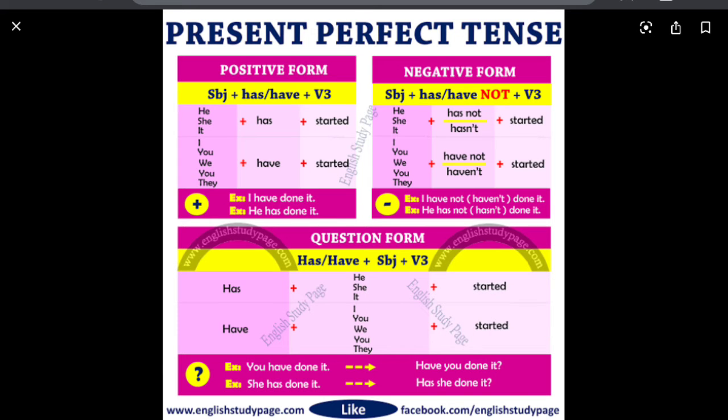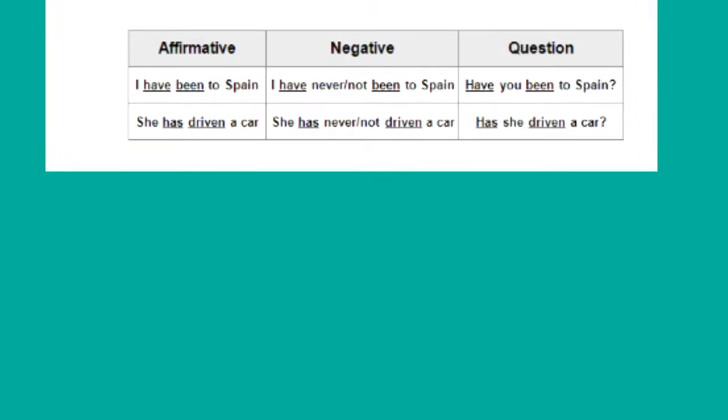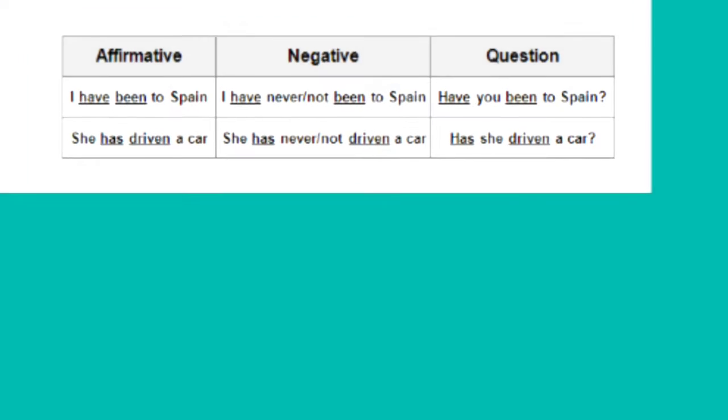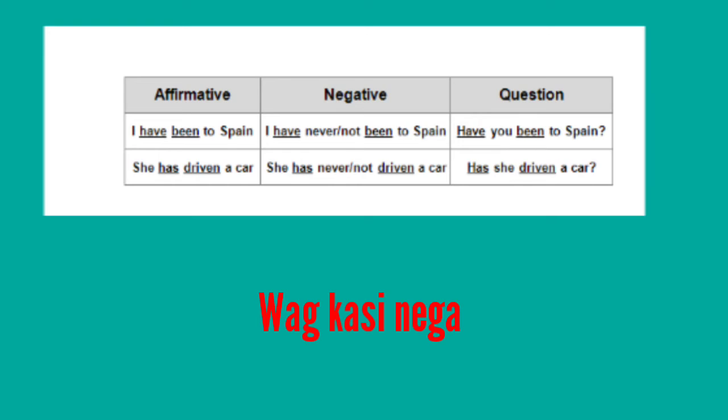The basic structure is I have been to Spain as an affirmative. For negative, I have never or not been to Spain. Turn it into question, have you been to Spain? Another example is she has driven a car. For affirmative, she has never or not driven a car. Negative. And to turn it into question. Has she driven a car?